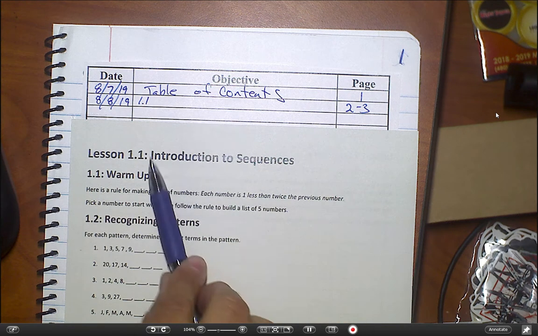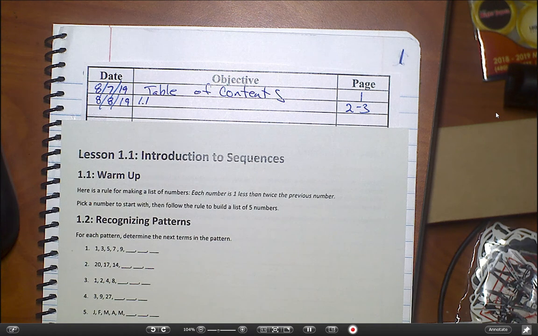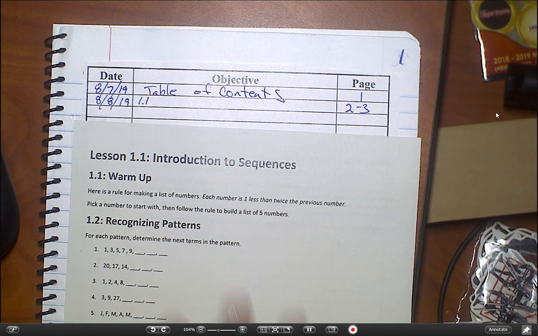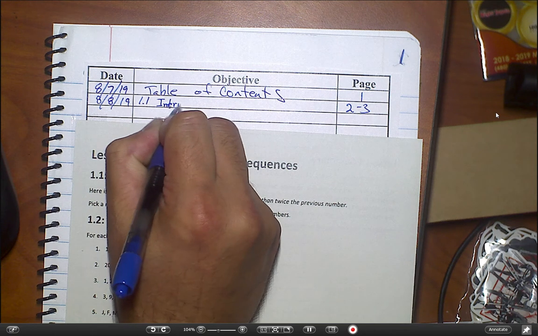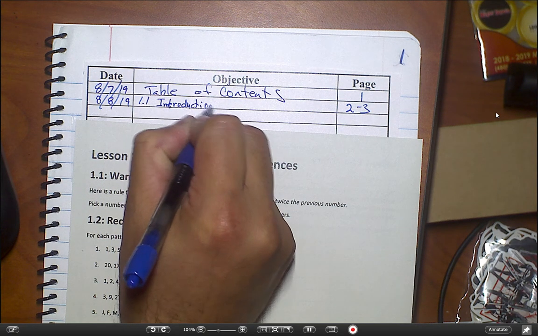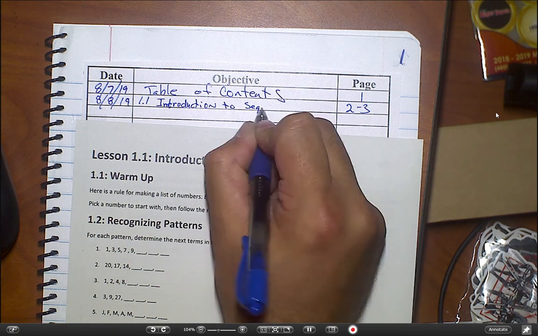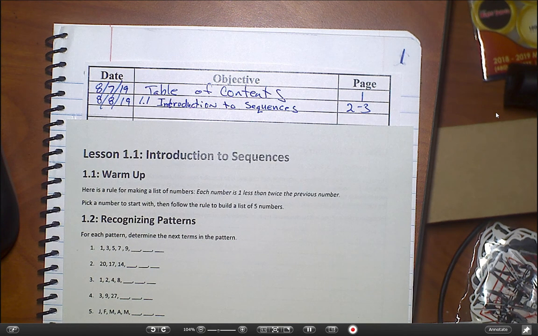All right, so right here, I'm getting you guys started out. So table of contents, it starts here. So in my lesson, it's going to be this. Do you want a little pencil sharpener? There you go. That works better. All right, and then we're going to put our title right here. Introduction to sequences is going to be page 2 and 3.